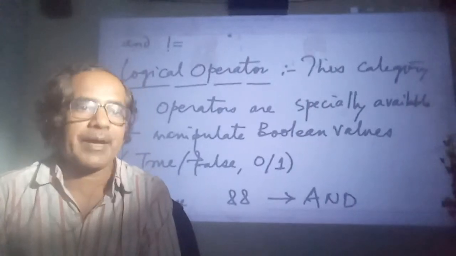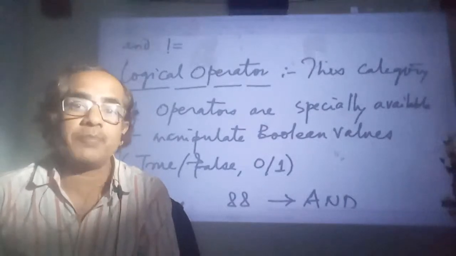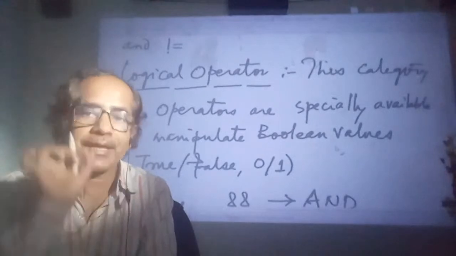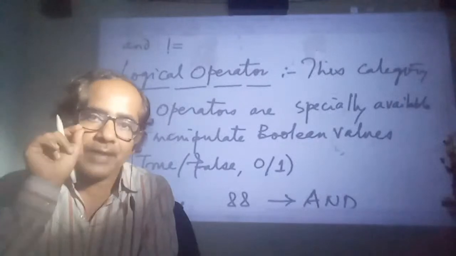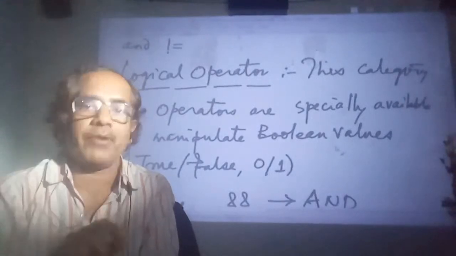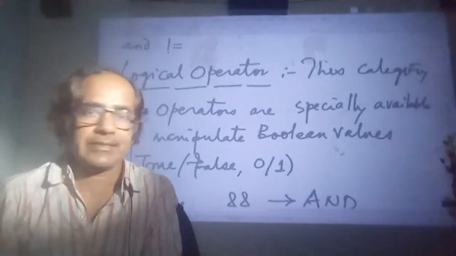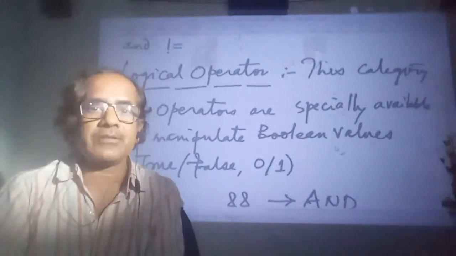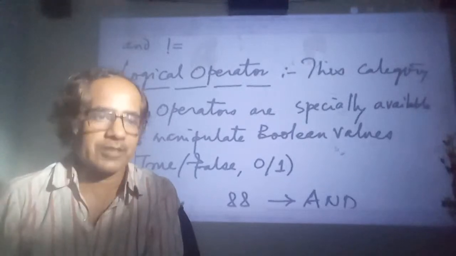Then I told about logical operators in the category of binary operators itself. This category of operators are specially available to manipulate Boolean values. Here I told last day also that here I am indicating the names only, and focusing only on this point, that they require only two operands. This is the only thing I have to focus right now. The details of these operators will be available in the discussion in the subsequent sessions, not now.